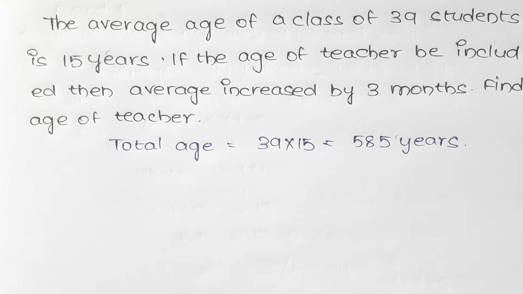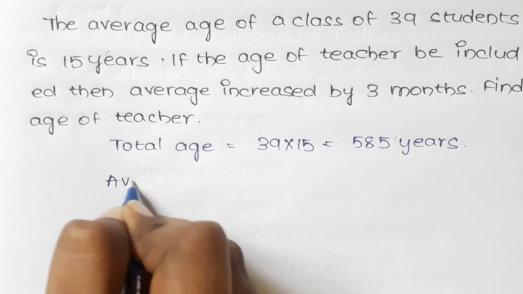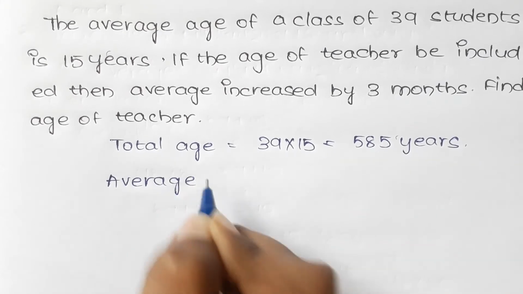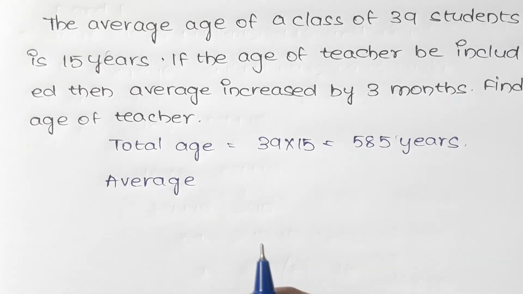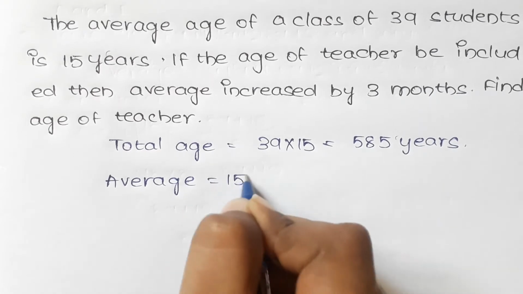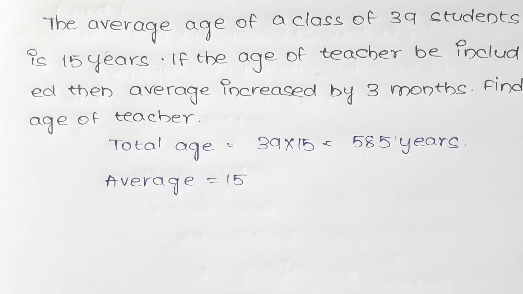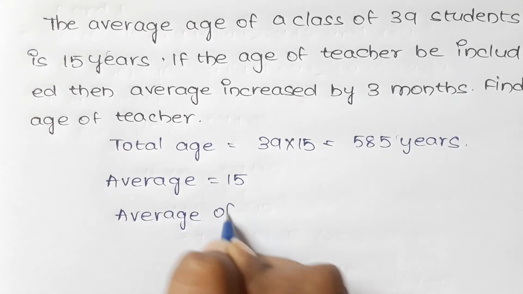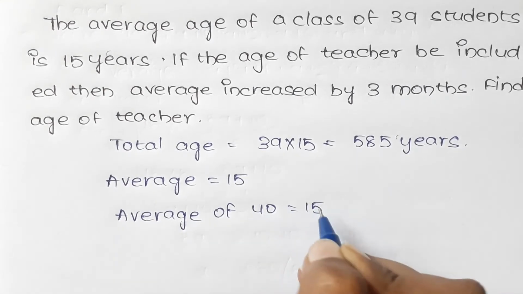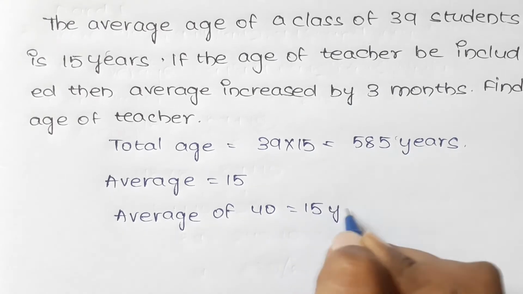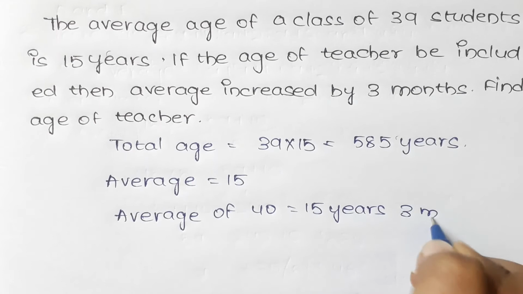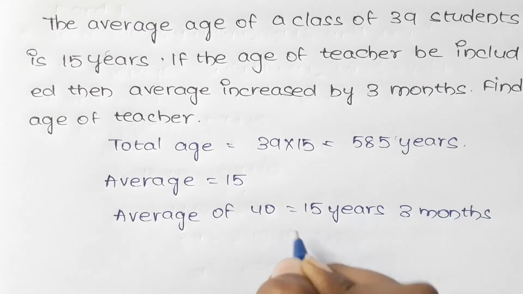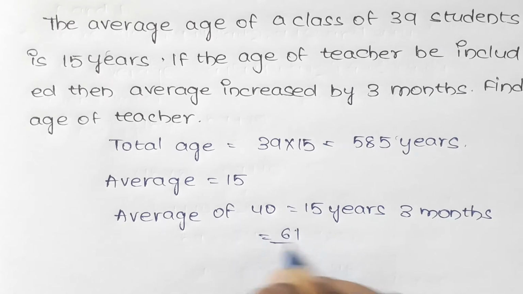And when we include the teacher's age, then the average will increase by 3 months. Here the average for 39 members is already given, that is 15. And when we include the teacher, we will get a total of 40 members. And the average of 40 members is 15 years and 3 months, that is 61 by 4 years.